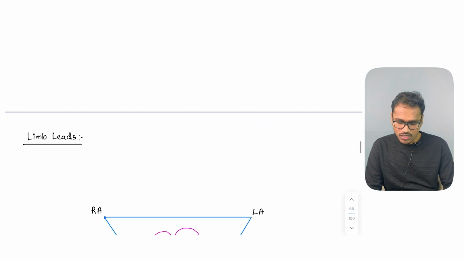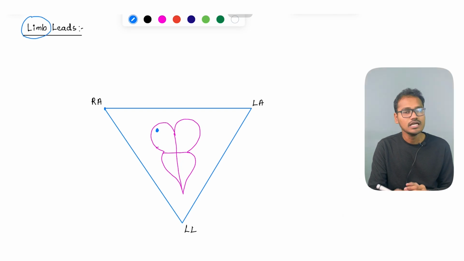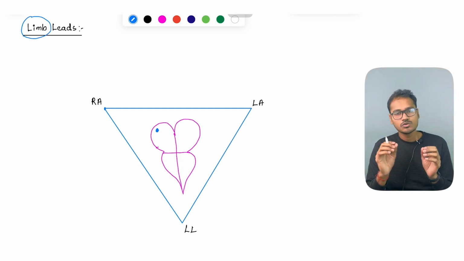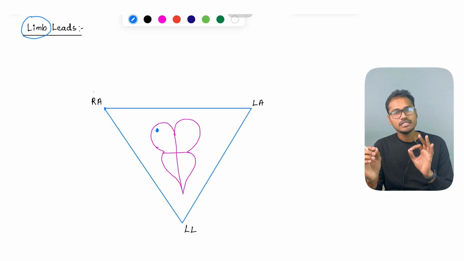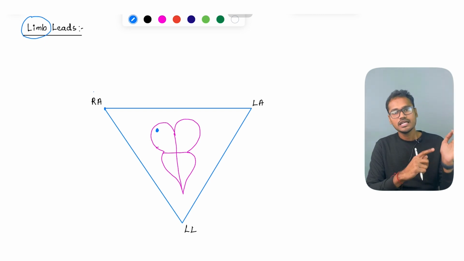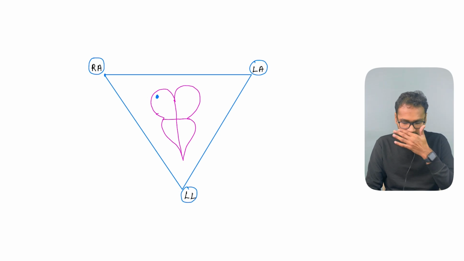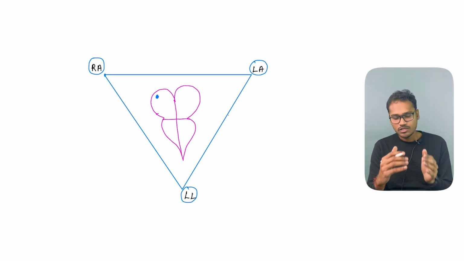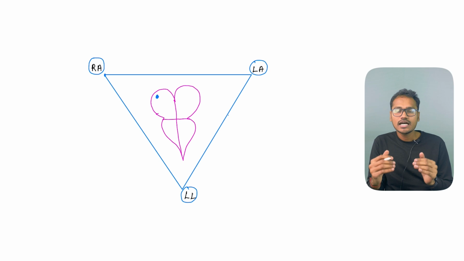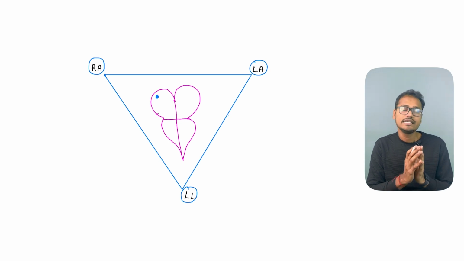So first, coming to the limb leads. Limb leads, as the name suggests, we are going to attach them on the limbs of the person. So preferably we will be attaching them in three places. One is the right arm, another one is the left arm, and another one is the left leg. So we are going to attach between the right arm, left arm and left leg. Why are we doing like this is, Einthoven tried to triangulate the heart and take the electrical activity of the heart in these three directions.